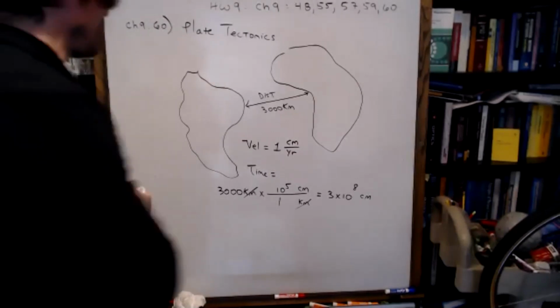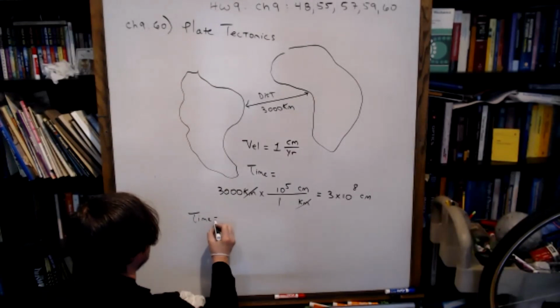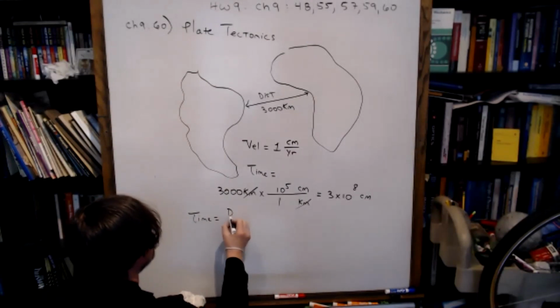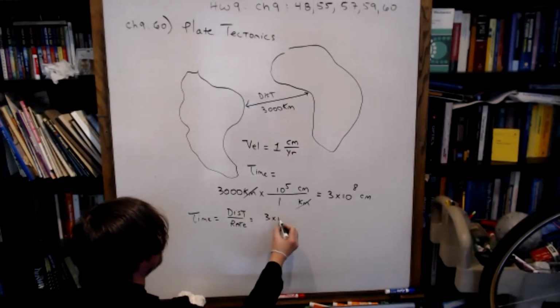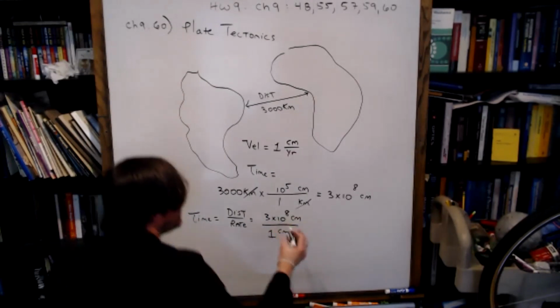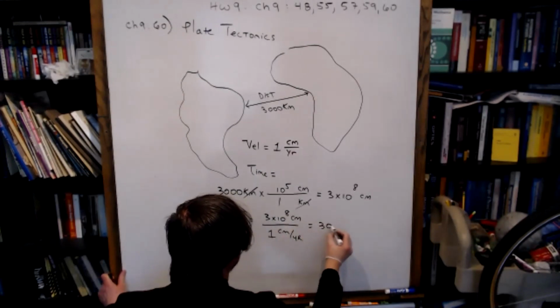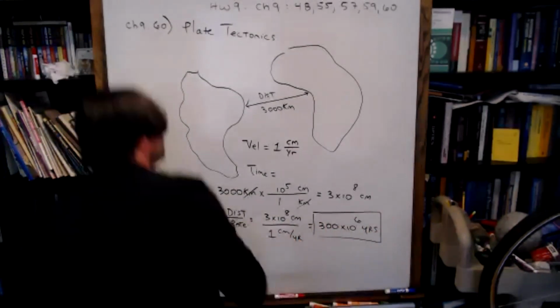Let's do the math though. Time is distance divided by rate. So 3 times 10 to the 8 centimeters over 1 centimeter per year. And yeah, you're right. It's 300 million years. That's part of our answer.